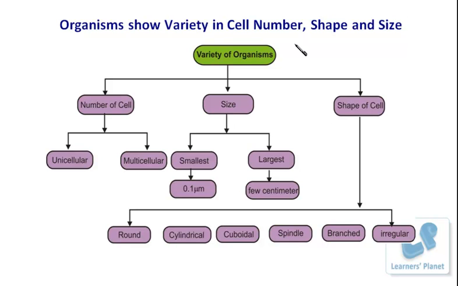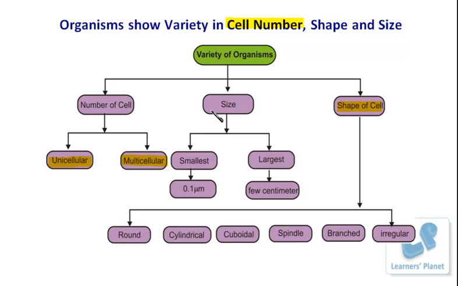So living organisms show variety in terms of their cell number, shape and size, right? On the basis of cell number, these organisms can be unicellular, that means they are made up of only a single cell, and they can be multicellular, that means they are made up of many cells. And many number means what? It can be millions or billions or trillions of numbers, right? Further, the shape of the cell varies according to its function, right? As we discussed, the shape could be either round, cylindrical, cuboidal, spindle, branched, irregular, and so on. So this is the variety that can be observed in terms of the shape of the cell.